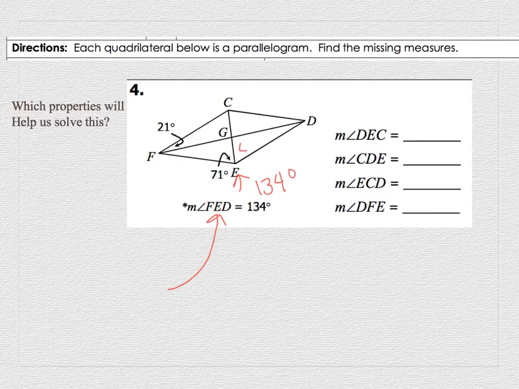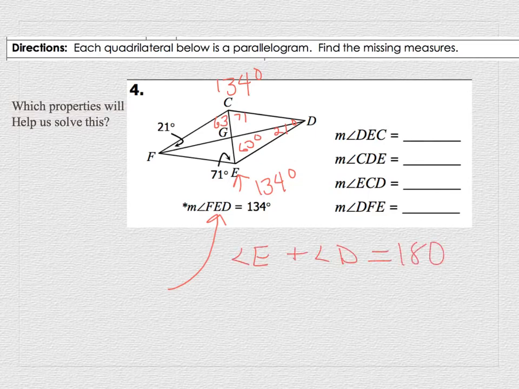Which we know the other part has to be 63 degrees so that it adds up to 134. We also know that alternate interior angles are congruent when you have parallel lines. So that means this angle over here is also 71, and the angle over here is 63, and the total for the whole angle is 134 degrees. Yay! We know that this angle over here is 21, so the alternate angle is going to be 21. We also know that angle E plus angle D is going to add up to 180. So let's see what we can do with that.